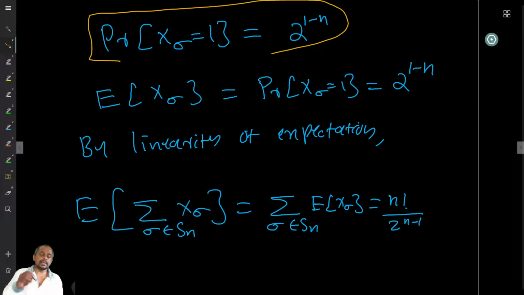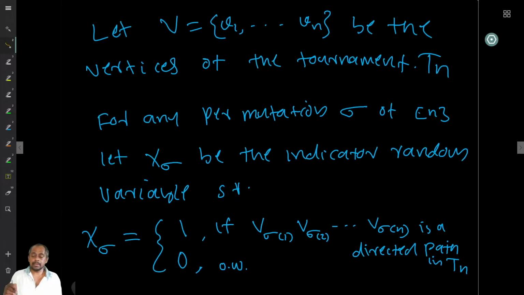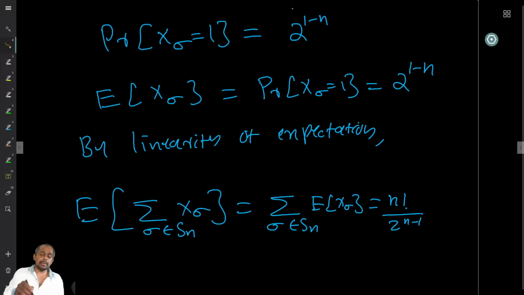Now, what is the probability of this indicator random variable taking the value 1? It's easy to see that it is 2 raised to 1 minus n, because there are n minus 1 edges here: 1 to 2, 2 to 3, etc., n minus 1 to n. All the n minus 1 edges, each with probability half, are in the correct direction. So the probability all of them are in the correct direction is 1 by 2 into 1 by 2 into etc., n minus 1 times, which is 2 raised to 1 minus n.